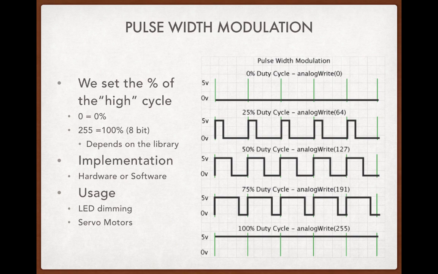So if we look at the graphic, we can see when we have a 0% duty cycle, 0% of the time is set high, or at 5 volts in this case. We set it to 50% duty cycle, and it is 5 volts or high for 50% of the time and 0 volts for 50% of the time. If we set it to 100%, then it's at the high level 100% of the time, and that would equate to the 255.